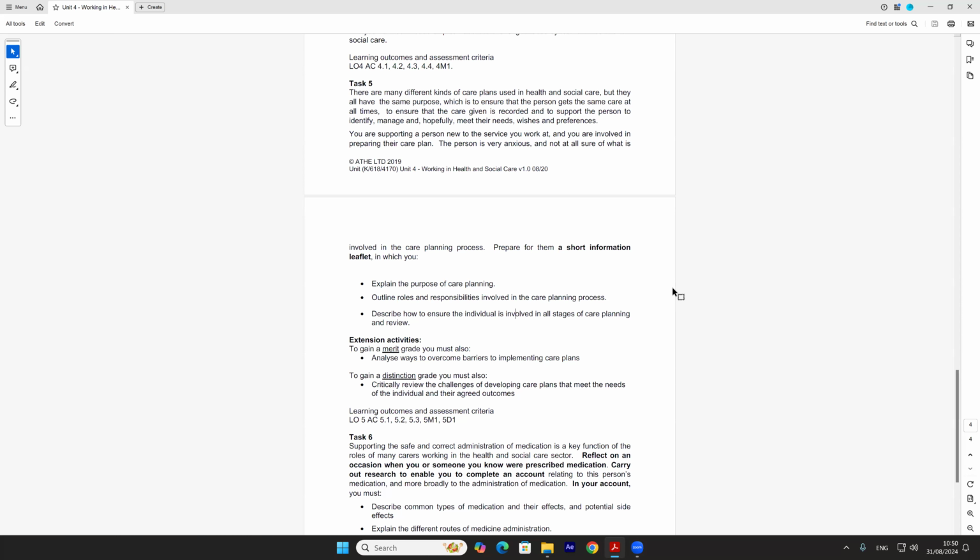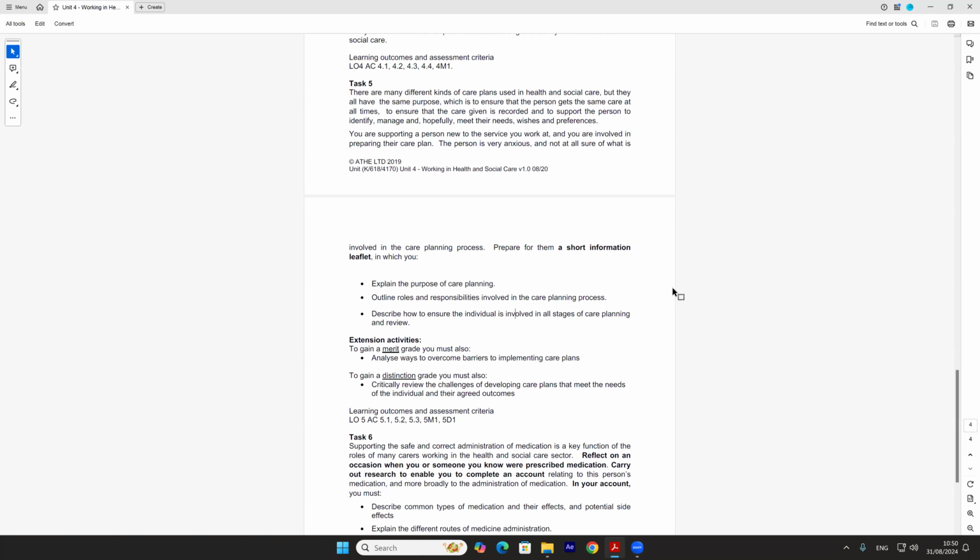Then we have encouraging participation. Involve the individual in setting goals and making decisions about their care. This could include choosing daily routines, types of activities, or preferred treatments. Then we have regular reviews. We can schedule regular reviews of the care plan with the individual to assess progress and make necessary adjustments. We can encourage them to share feedback on what is working well and what might need to change. Then we have respecting autonomy. We need to ensure that the individual's choices are respected, even if they differ from the options of the care provider or family members.